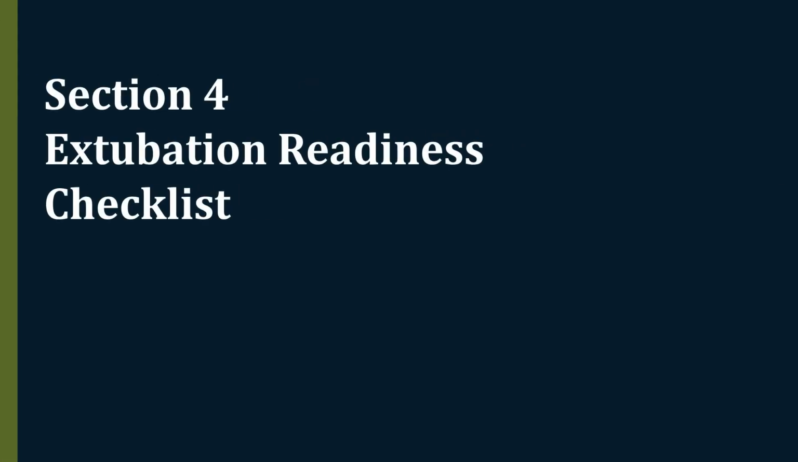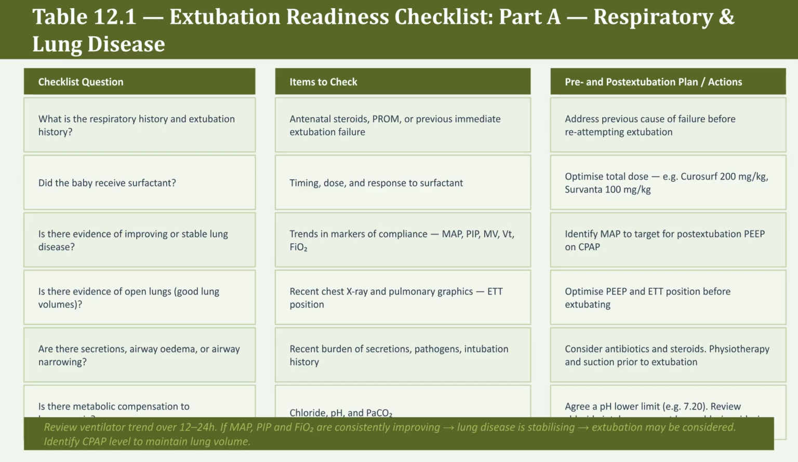Section 4 introduces the Extubation Readiness Checklist, Table 12.1. This provides a systematic assessment before every extubation attempt. Part A of the checklist focuses on respiratory and lung disease factors. Key elements include optimizing surfactant, checking for improving lung disease trends, confirming open lungs via X-ray, addressing secretions, and ensuring metabolic compensation for hypercapnia. Lung disease stabilization and identifying the post-extubation CPAP level are critical.